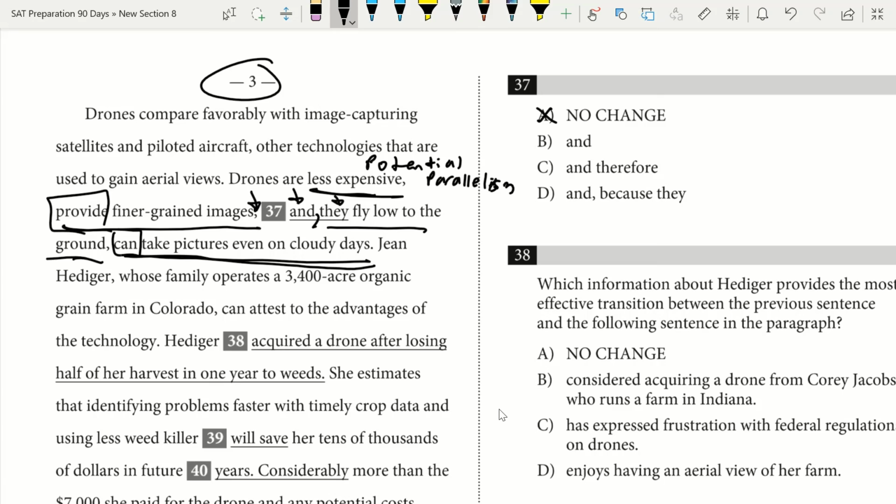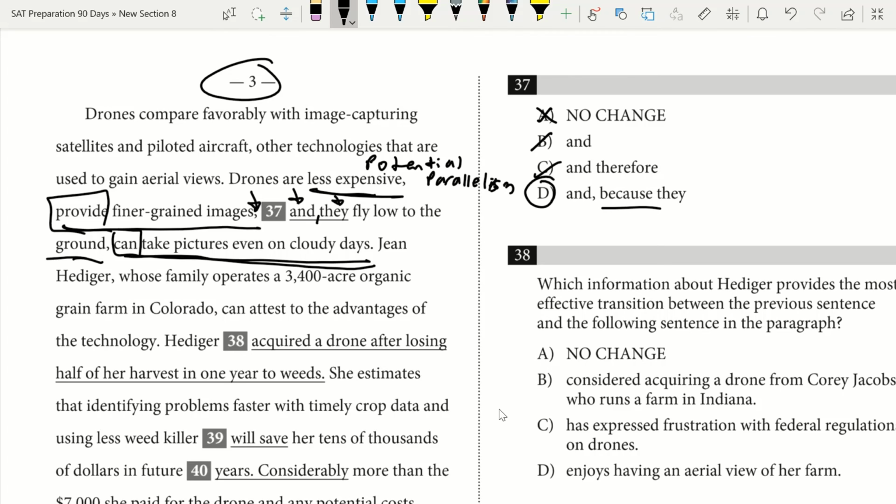Okay, so if I'm splitting my "and" from my last term, what's in between has to be a non-essential phrase that can be taken out, which means we're going to have a comma after "and," right? So if we have to have a comma after "and," that means we can get rid of A, B, and C, and we're left with D, right? So then we have "and because they fly low to the ground, can take pictures even on cloudy days," right? So because they fly low to the ground, they can take pictures on cloudy days. So the answer for 37 there is going to be D.